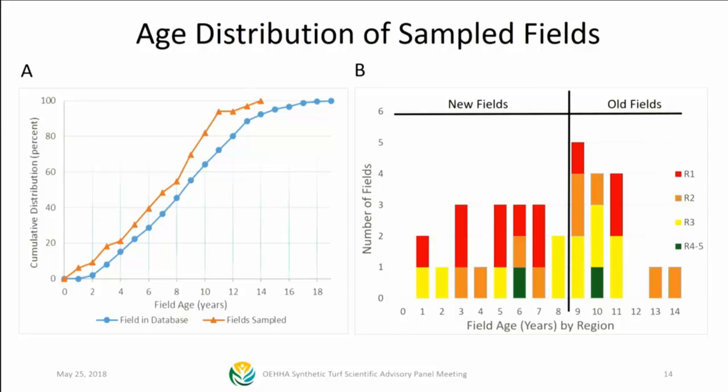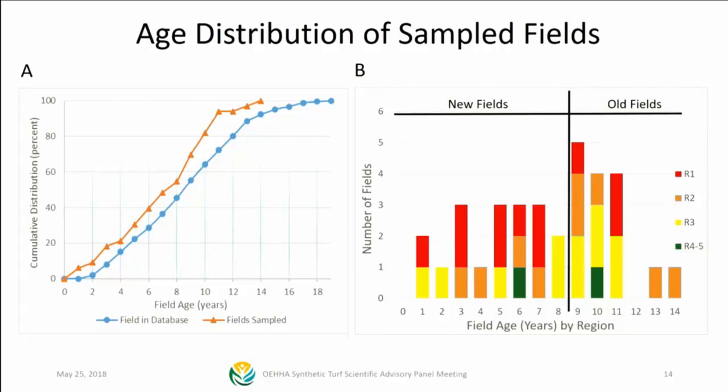And here are the figures showing the age distribution of the fields. In Figure A, the blue represents the cumulative distribution of field age in California according to our field database. After sampling all 35 fields, we plotted their cumulative age distribution in orange. Coincidentally, the age distribution of sampled fields follows a similar trend to the age distribution of fields in our database.